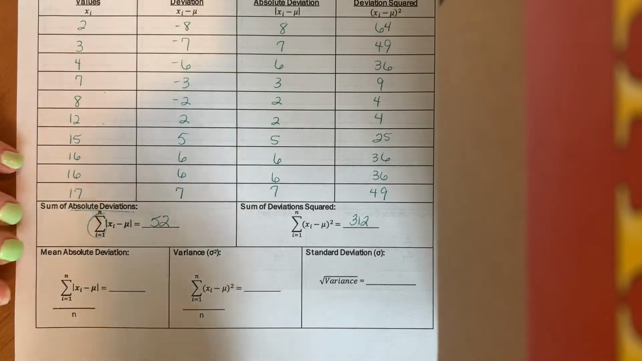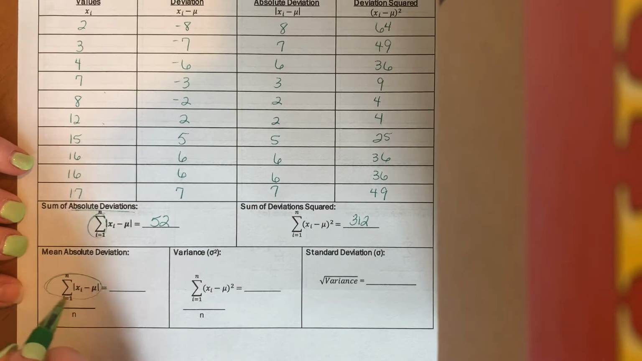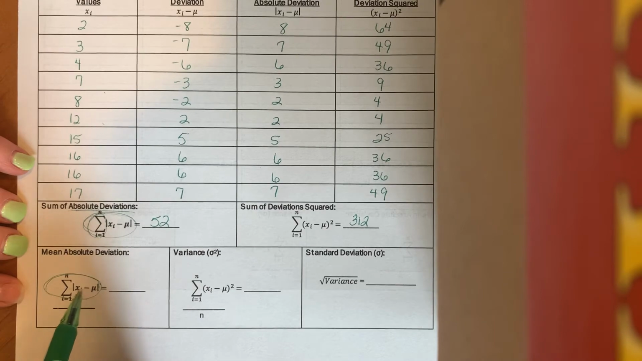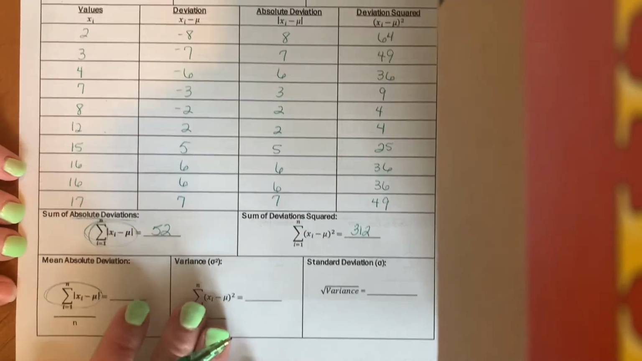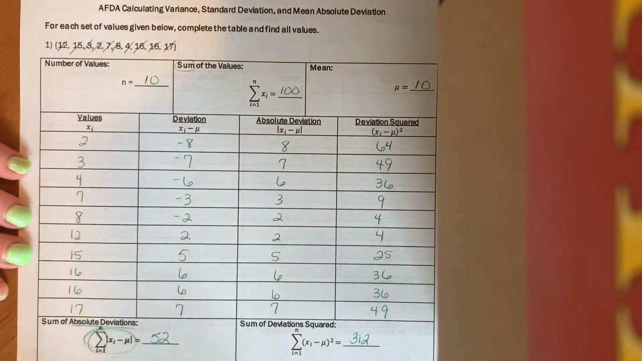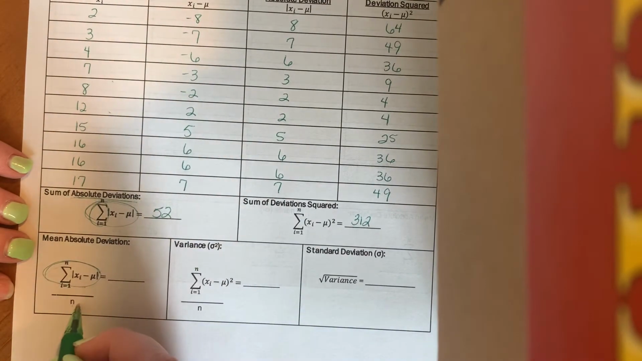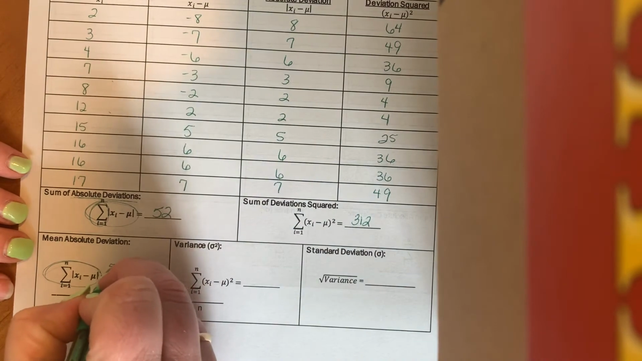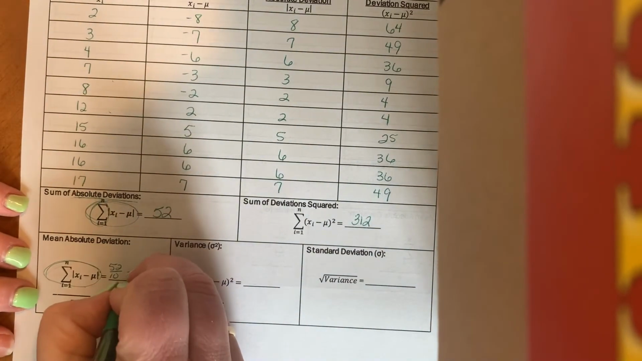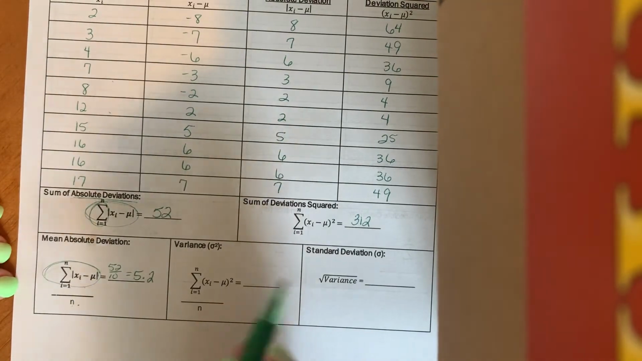Okay, moving on. This is the mean absolute deviation. Notice this right here is the same as this right here. So we're going to take that number and divide it by n. N was how many numbers we had in total, so we had a total of 10. So we're going to take this number, 52, and divide it by our n, which in this case was 10. So 52 divided by 10, we're going to get 5.2.